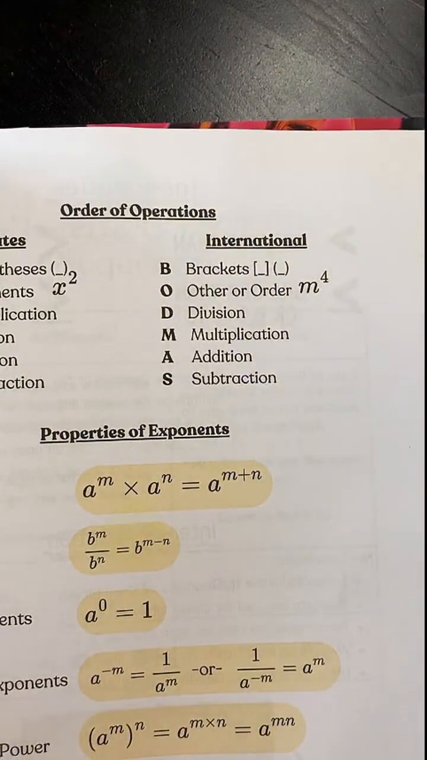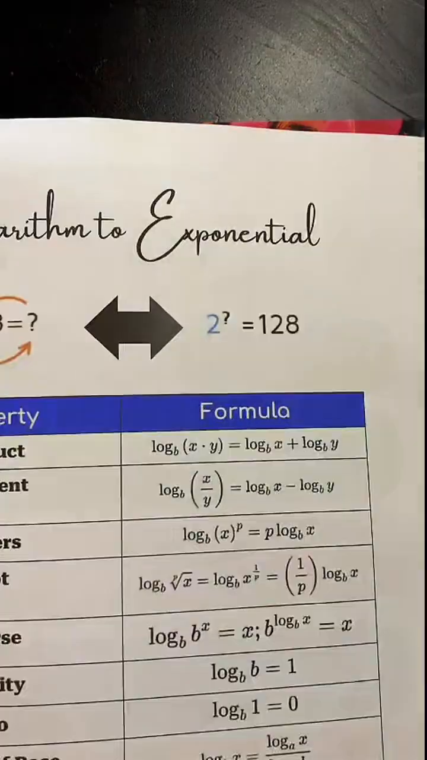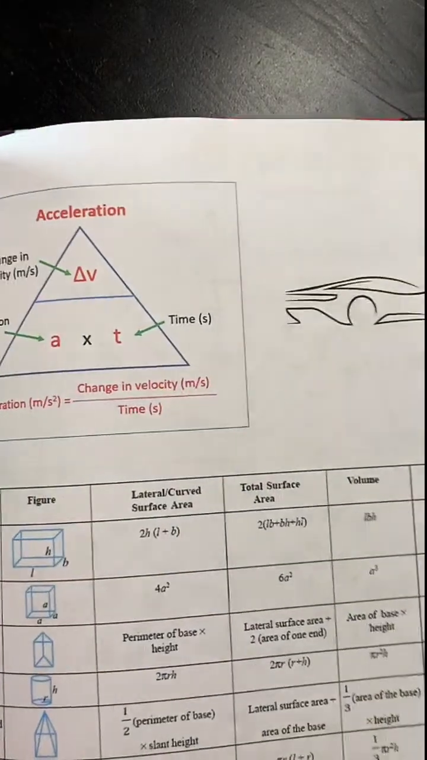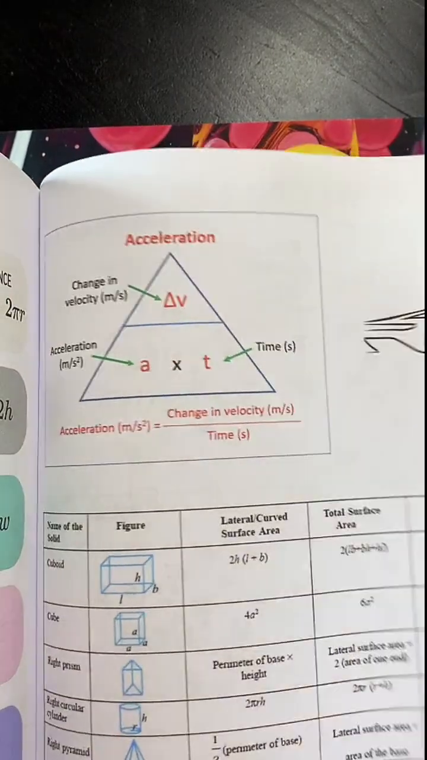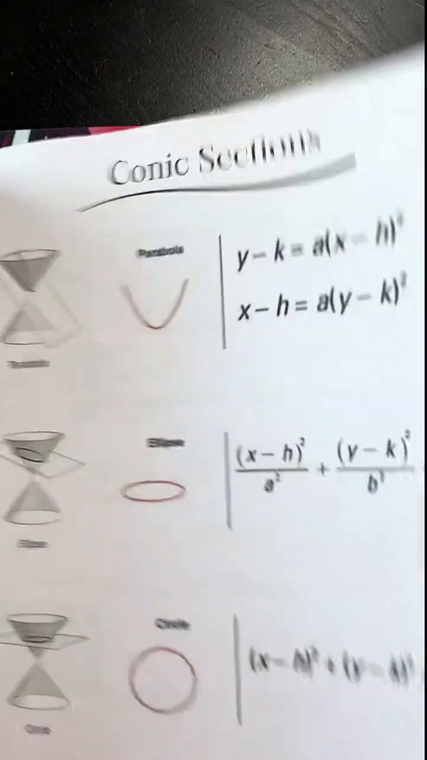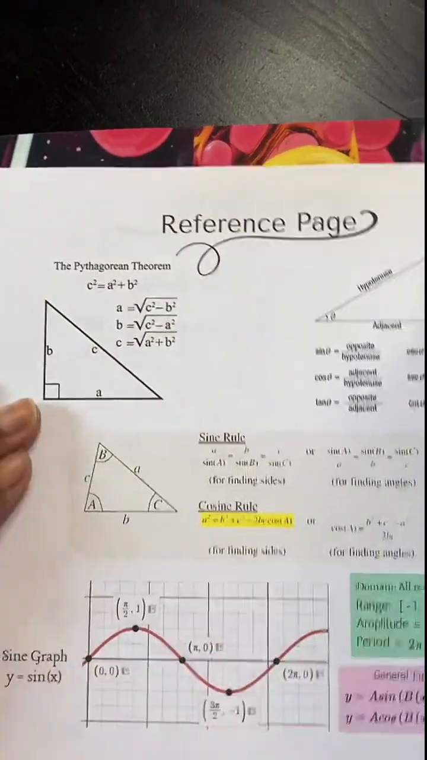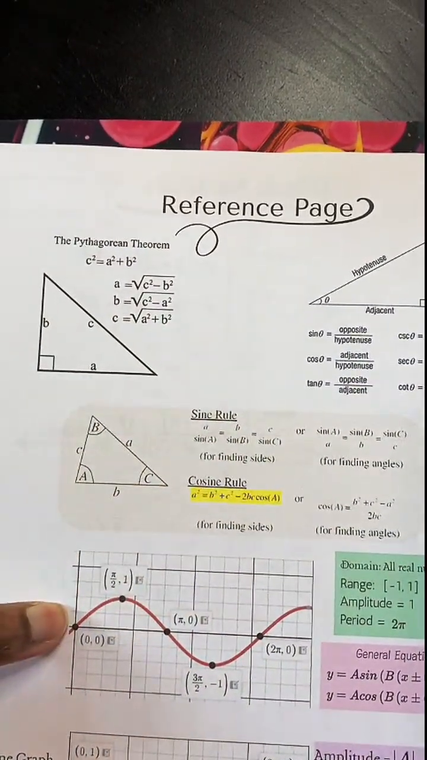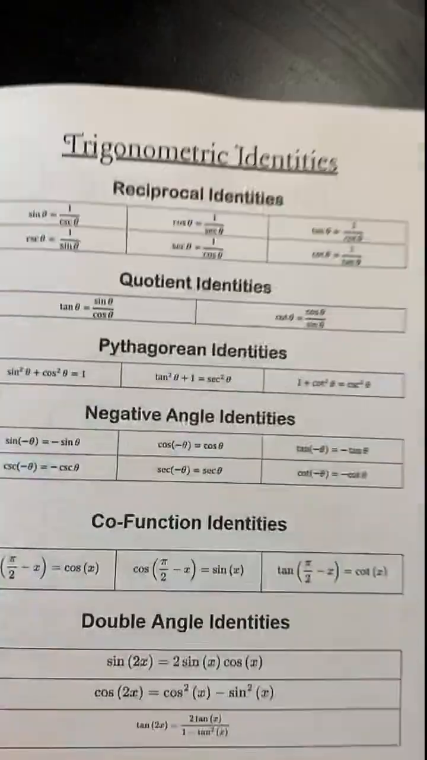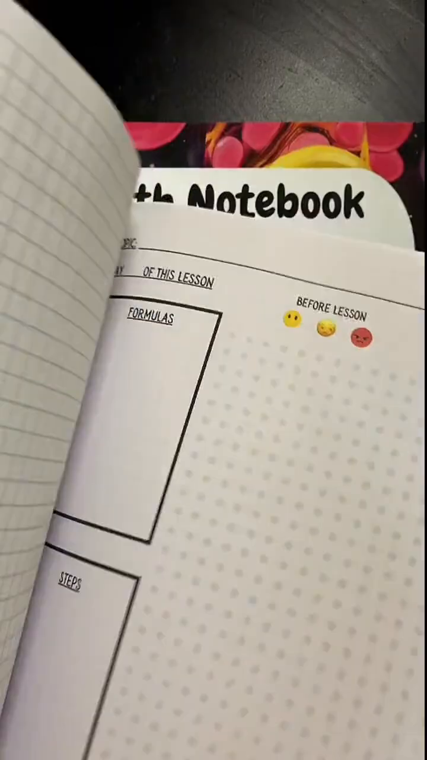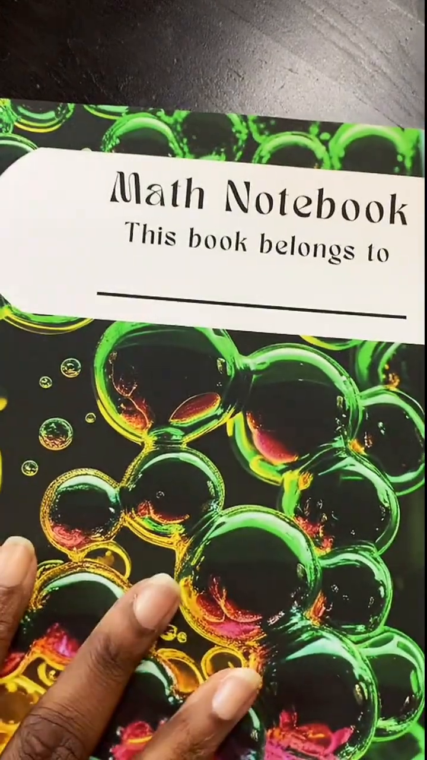So you get some similarities, but then you have logs and exponentials. Then we have acceleration and velocity. Then we have the conic sections and the unit circle. A little bit more with sine and cosine, including their waves. Then we have the trig identities. And last but not least, Pascal's triangle. So just basic concepts that a lot of people generally mess up on.